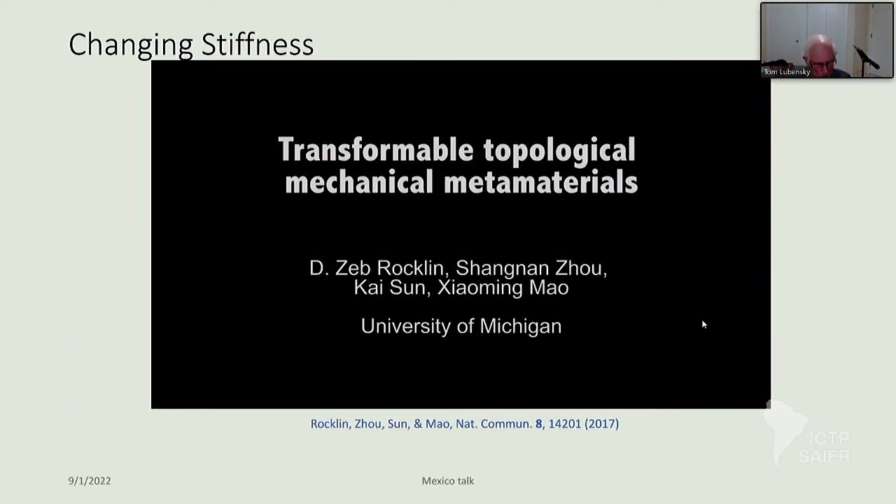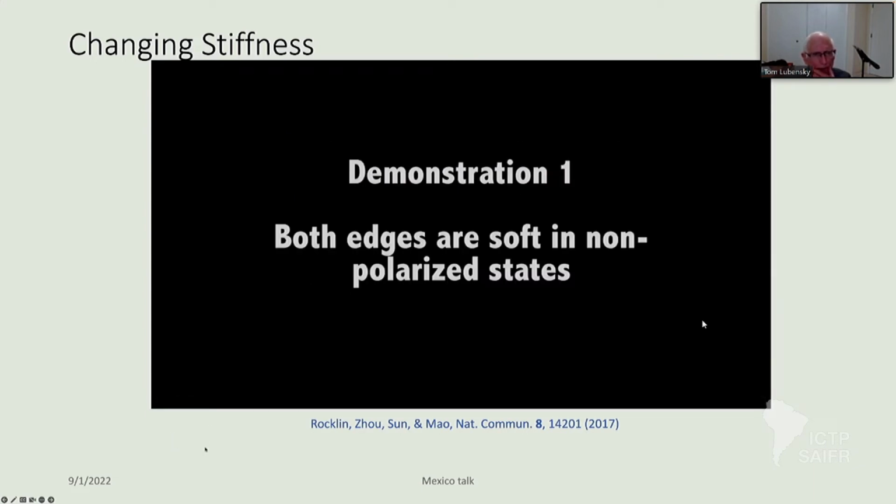Okay, now I want to move on to the Kagome lattices, the topological form. But first, I want to show this marvelous movie of a model system that shows in mechanical detail what we're going to predict are the properties of the lattices. So this is due to Rocklin, Zhu, Sun, and Mao. And that Mao is Xiaoming Mao, not the other Mao. Okay, so let's watch what happens here. This worked before. Yeah, okay.